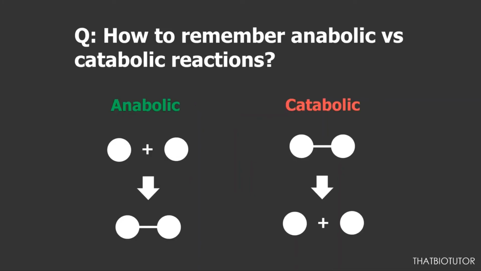Okay? Let's look at another example. So how do you remember the difference between anabolic and catabolic reactions? Okay, to refresh your memory, right, anabolic means smaller molecules are joined together to form larger molecules, and catabolic is the opposite. A larger molecule is broken into smaller molecules. So how can we remember this?